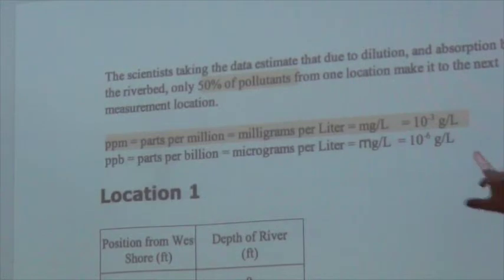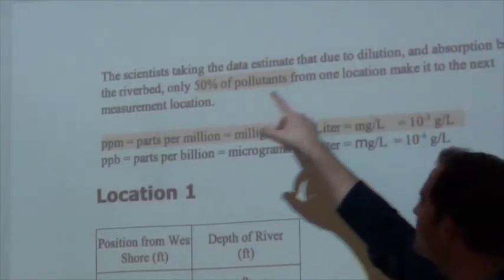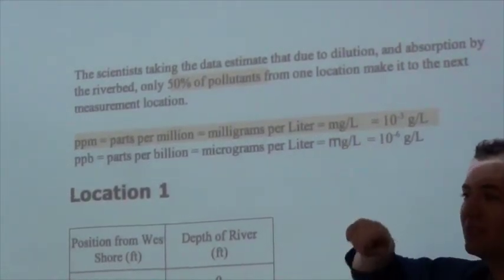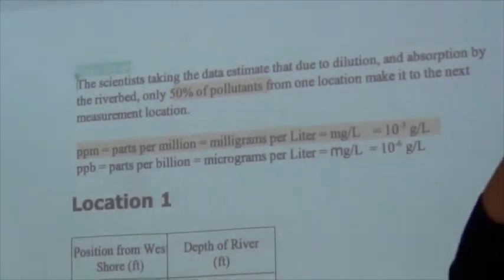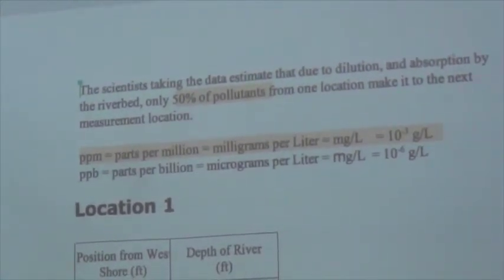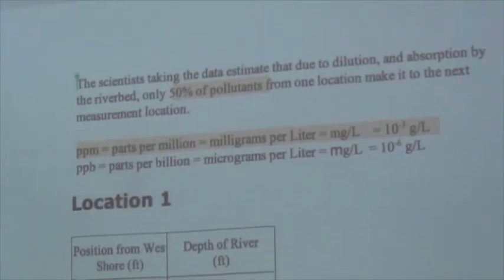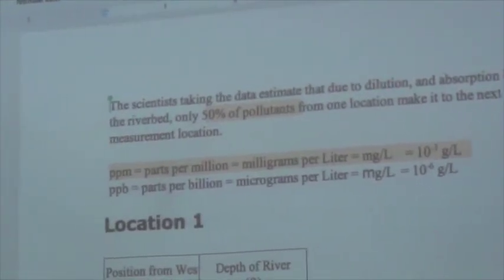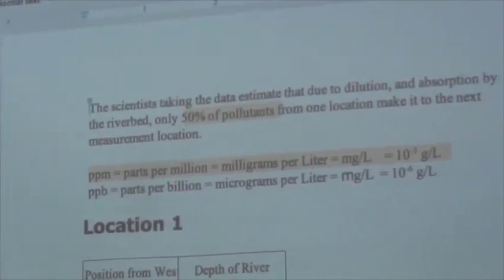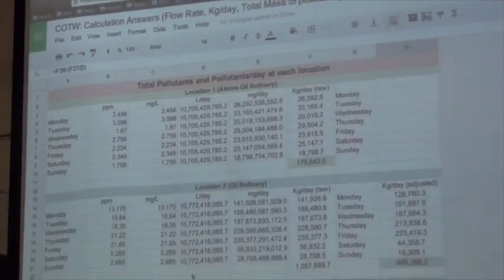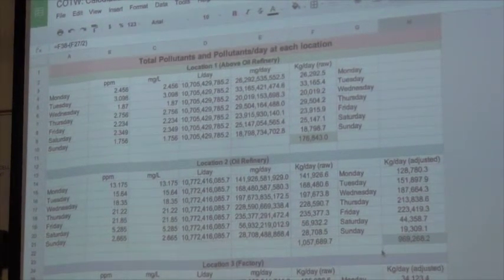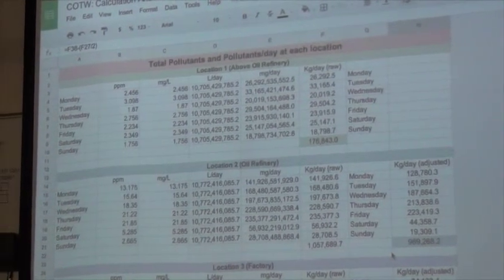Okay, scientists taking the data estimate that due to dilution and absorption by the riverbed, only 50% of the pollutants from one location make it to the next measurement location. So whatever pollutants are in location 1, half of those make it to location 2. And whatever pollutants are in location 2, half of those make it to location 3. Okay, so we have to account for that. We want to know exactly what location 1 is putting in, and at location 2 we want to know what location 2 is putting in, not what's still around from location 1. Does that make sense?